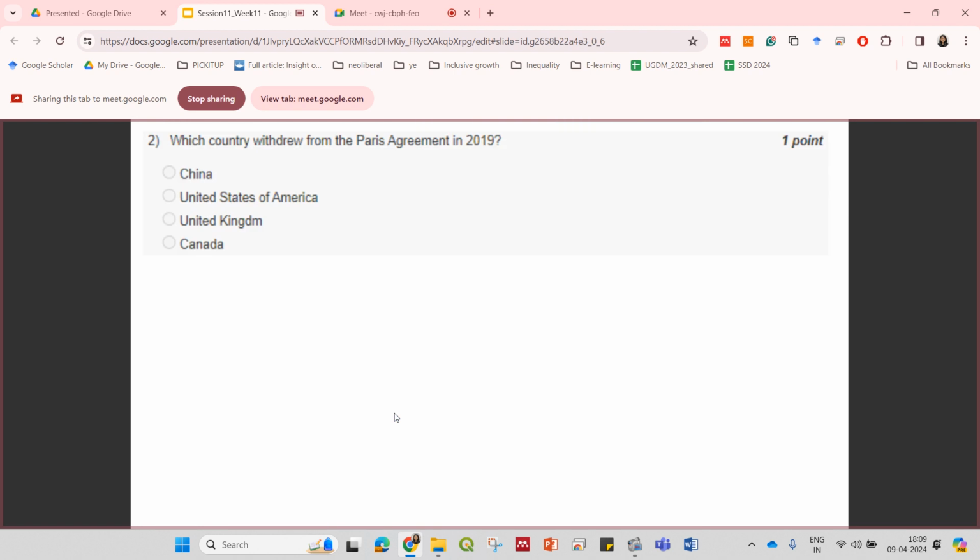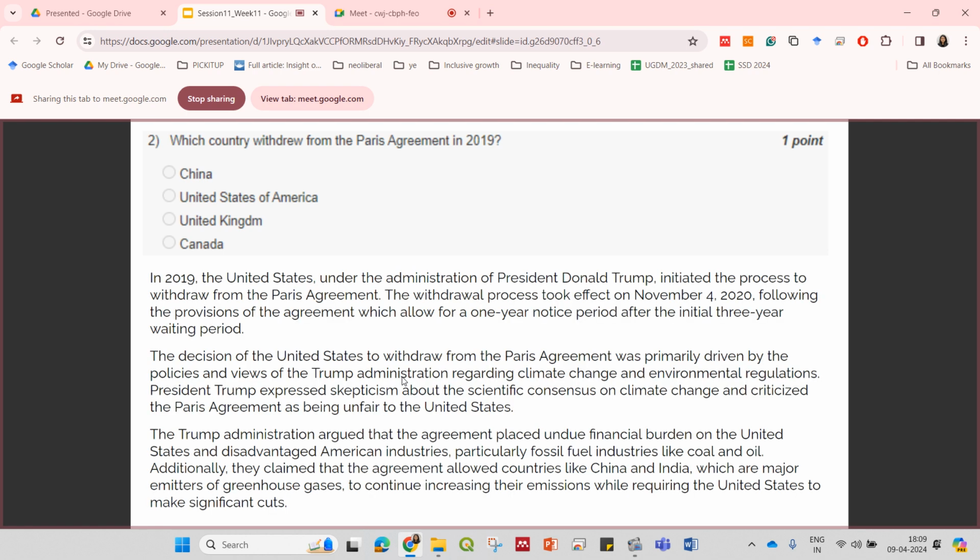Okay. So let's move on to the next question, which is which country withdrew from the Paris Agreement in 2019? And you have four options: China, United States of America, United Kingdom, and Canada. So more than one of these countries, I think, have withdrawn or opted out from the Paris Agreement. But in 2019, United States was the first country to have opted out from the Paris Agreement. Other countries followed suit and withdrew later, but the first country which opted out was the United States, and the United States opted out in 2019.